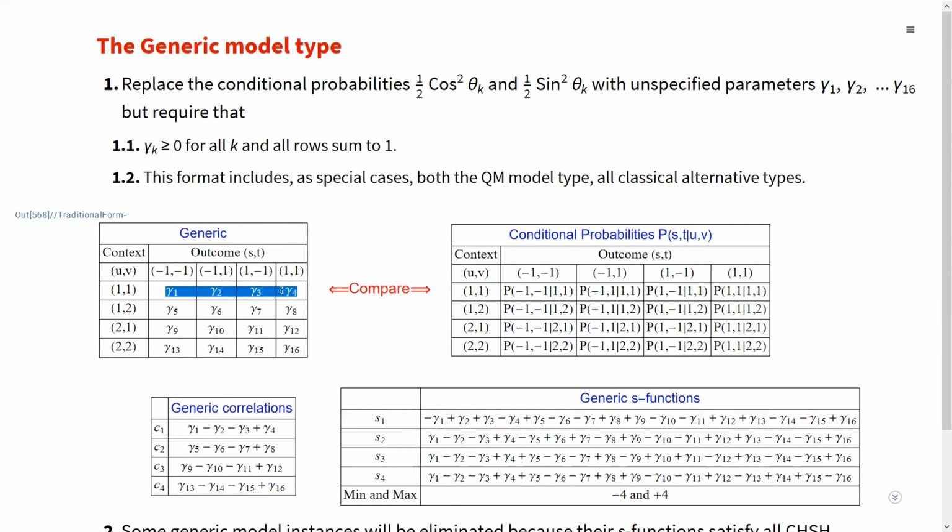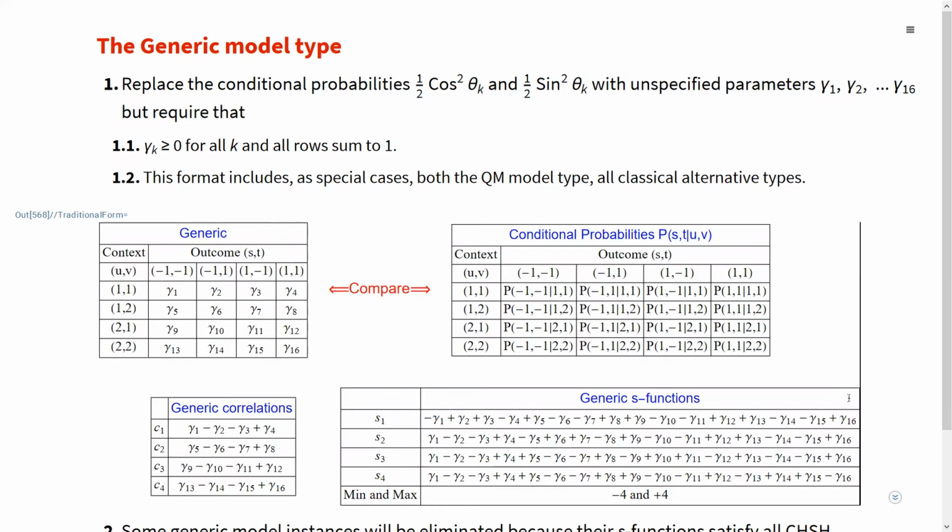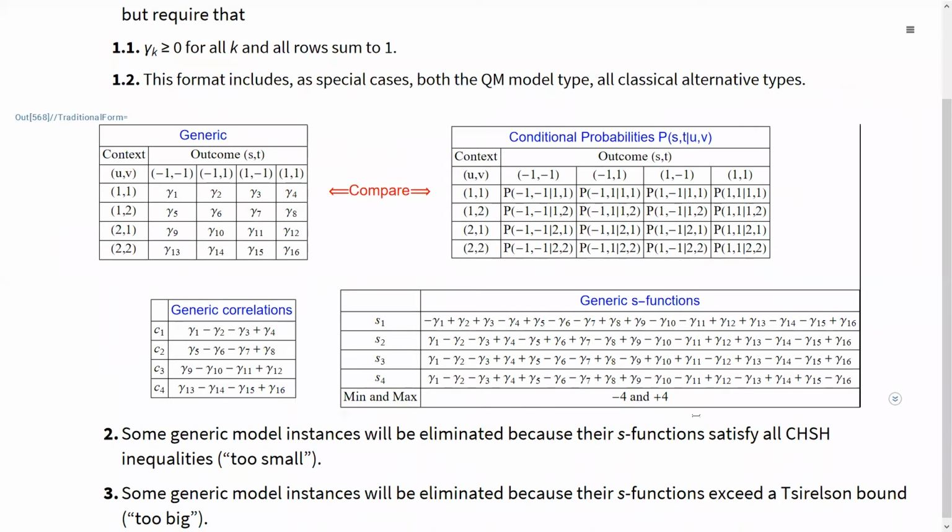I just posit 16 parameters, gamma 1 through gamma 16, but I require that each row in this table sums to 1, because this is going to be one complete probability space based on the context of Bob's analysis measurements. And again, I emphasize that over here, the conditional probability is explicitly written out. Then the correlations are like this, and the S functions are like this. Now, obviously, each one of these includes all gammas, which sum to 4, and they've got plus or minus signs in there, so they have to be somewhere between -4 and 4.